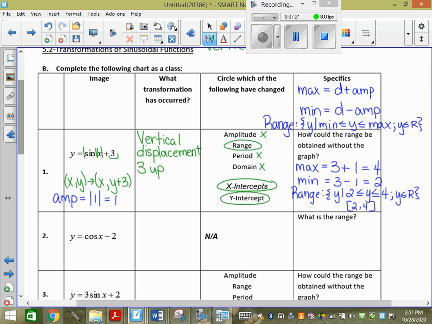That's one of those formulas, I keep these 3 formulas on that extra formula sheet to remind yourself. I need a maximum, and I'm given an equation, I will do D plus amplitude. A minimum, and I will do D minus amplitude. If I need a range, I need both.